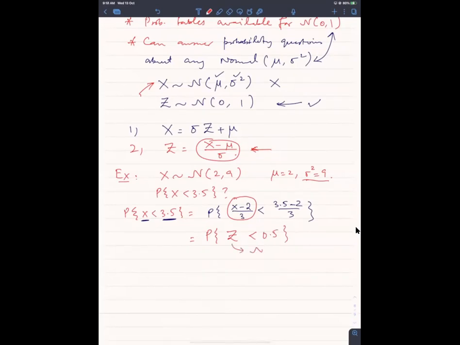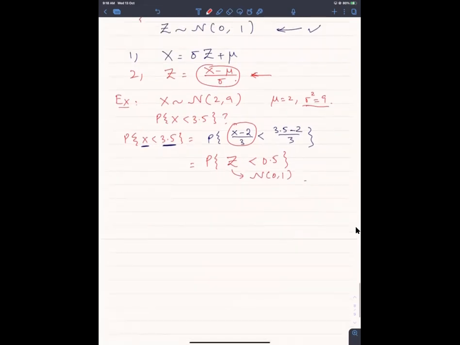Now Z is normal 0, 1. If Z is normal 0, 1, I can simply look at the table and answer this question. So probability that X is less than 3.5 is the same as probability Z is less than 0.5. I have no table for this. I have a table for this, and this is called the CDF of Z.